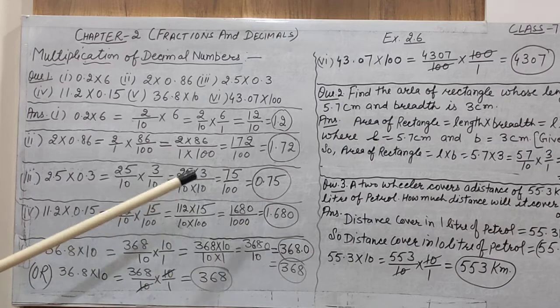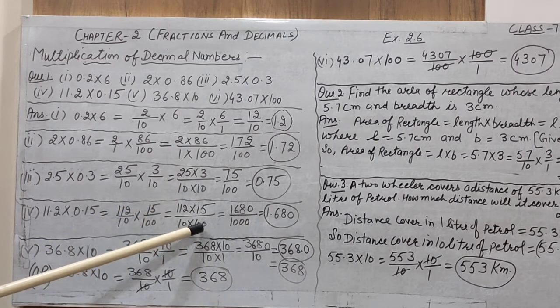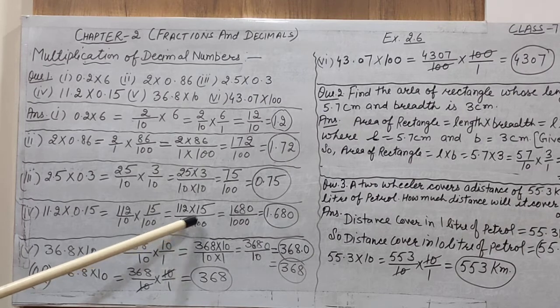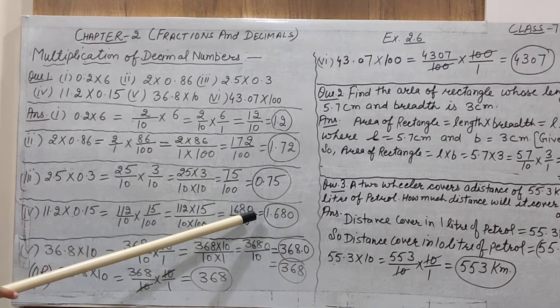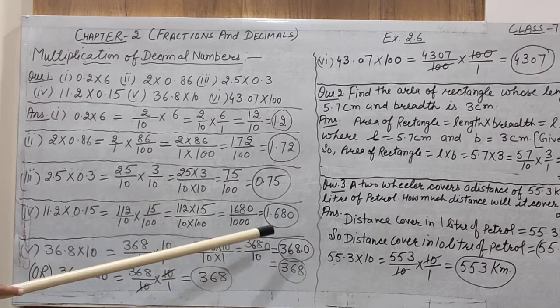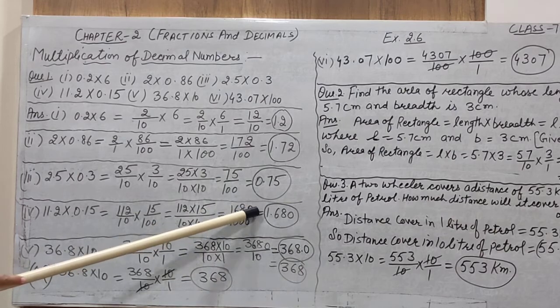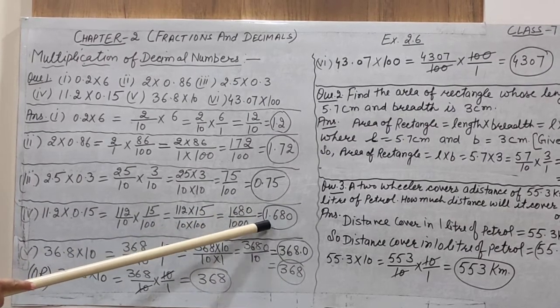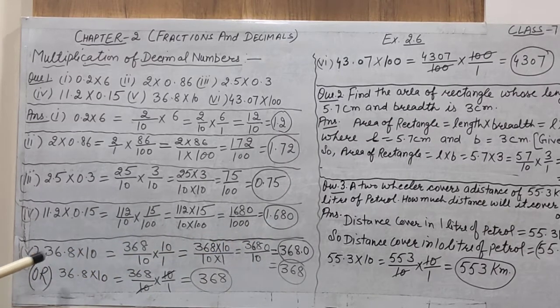1680. And what about the denominator? When 10 is multiplied with 100, 1, 2, 3. Now 3 zeros in the result, that is 1000. Alright, 1680 now divided by 1000. How many digits in this 1000? 3. So you have to leave 3 digits counting from right hand side and put a decimal. That is 1.680 is your answer. Next question.